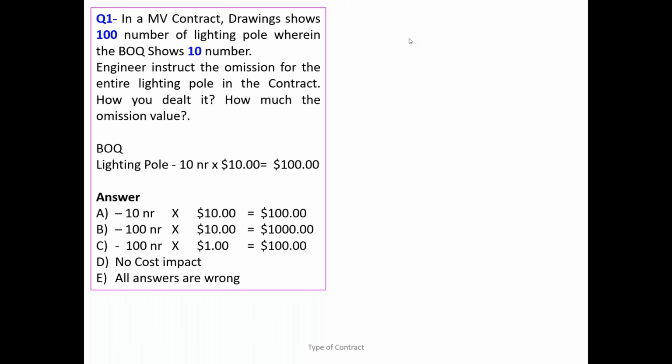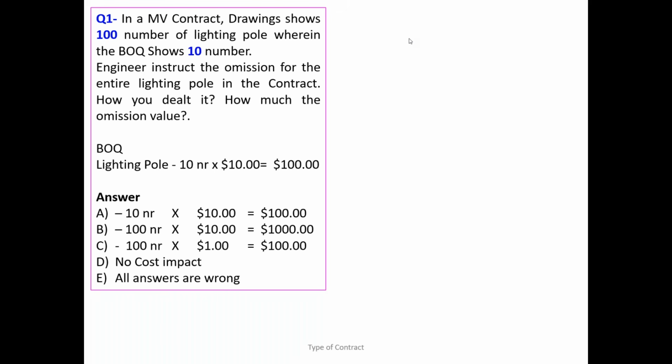No cost impact, isn't it? See, it is a very simple theory. It's not a lump sum. So many people practice in the wrong way. They make the same mistake they made in the lump sum. It is not a lump sum contract.